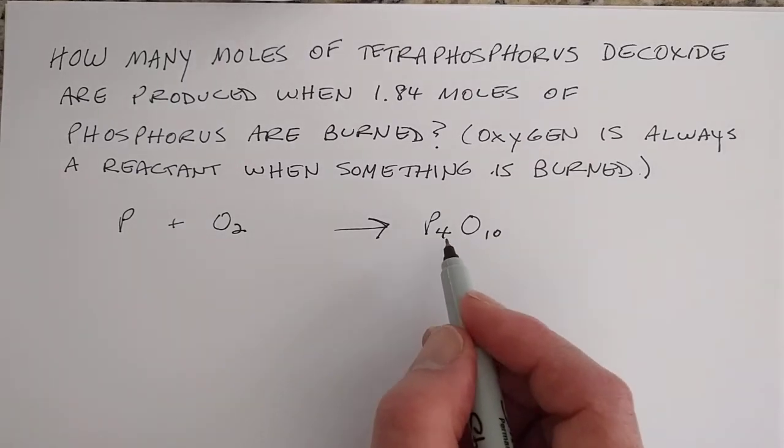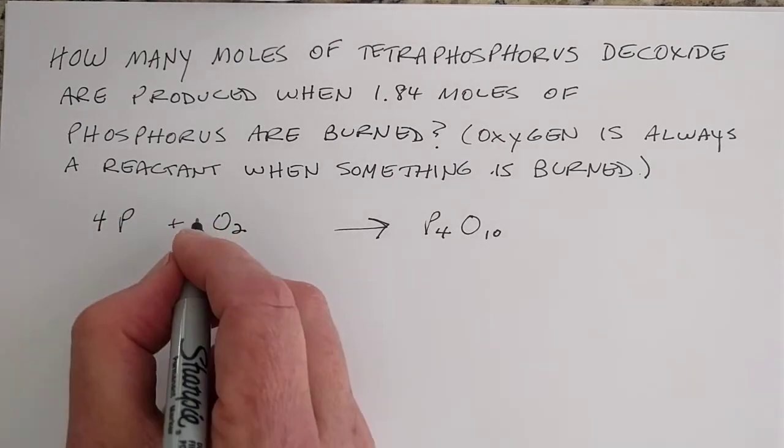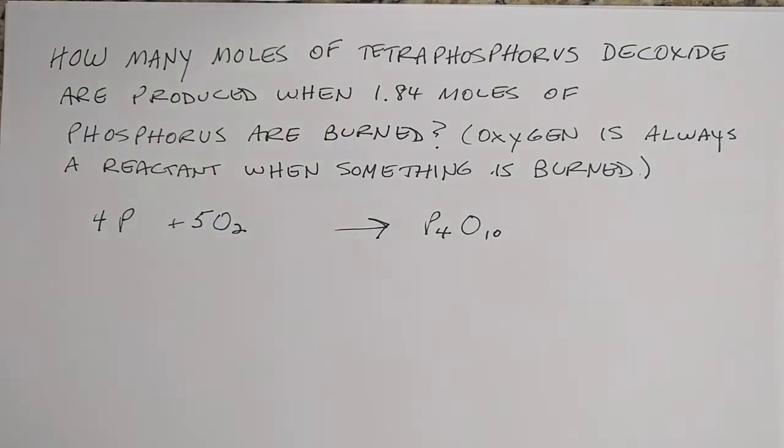So we have 4 phosphorus here, we need 4 phosphorus here. 10 oxygens, we need 10. So I took a little shortcut for balancing, which you can do. Now we have 4 phosphorus and 10 oxygen on each side. We're balanced. So now we're going to go back and put the information underneath the proper substance.